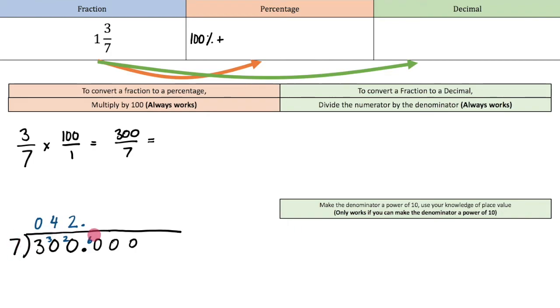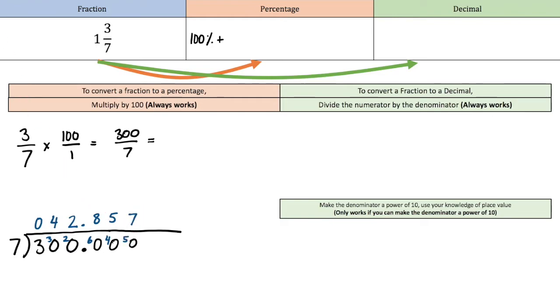How many times does 7 go into 60? It goes in 8 times, because 7 8s are 56. So that means I'm going to get 4 left over. How many times does 7 go into 40? That goes in 5 times with 5 left over, because 7 5s are 35. How many times does 7 go into 50? 7 goes into 50 7 times with 1 left over.